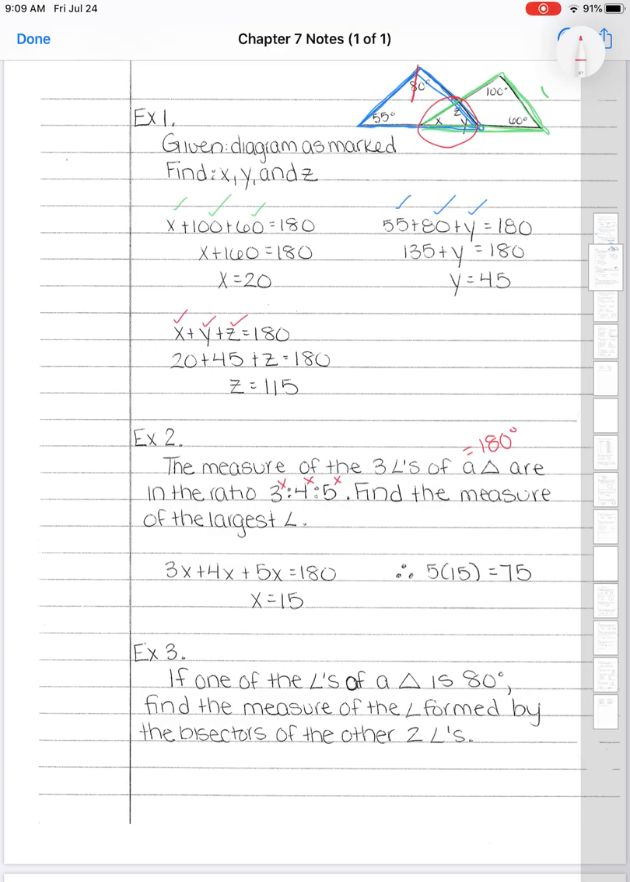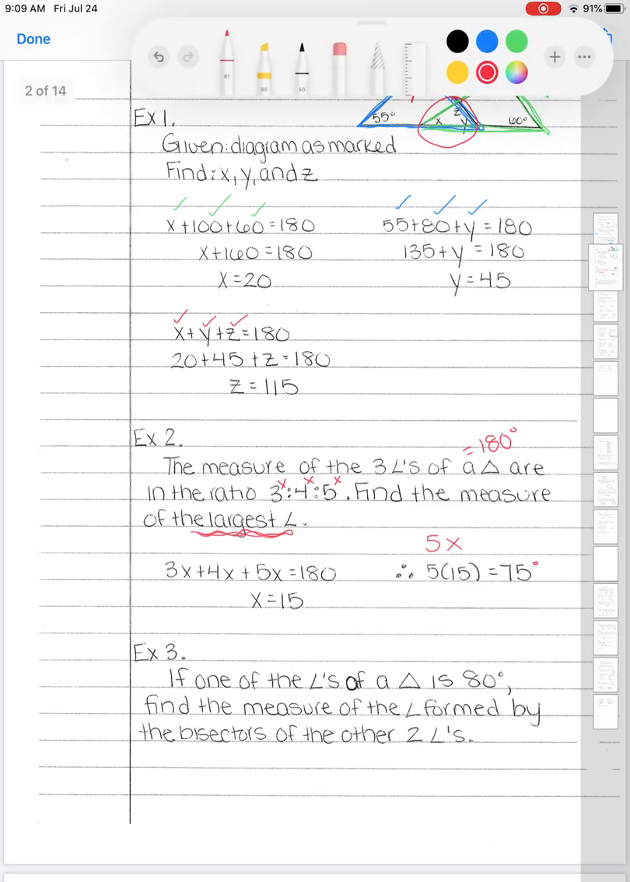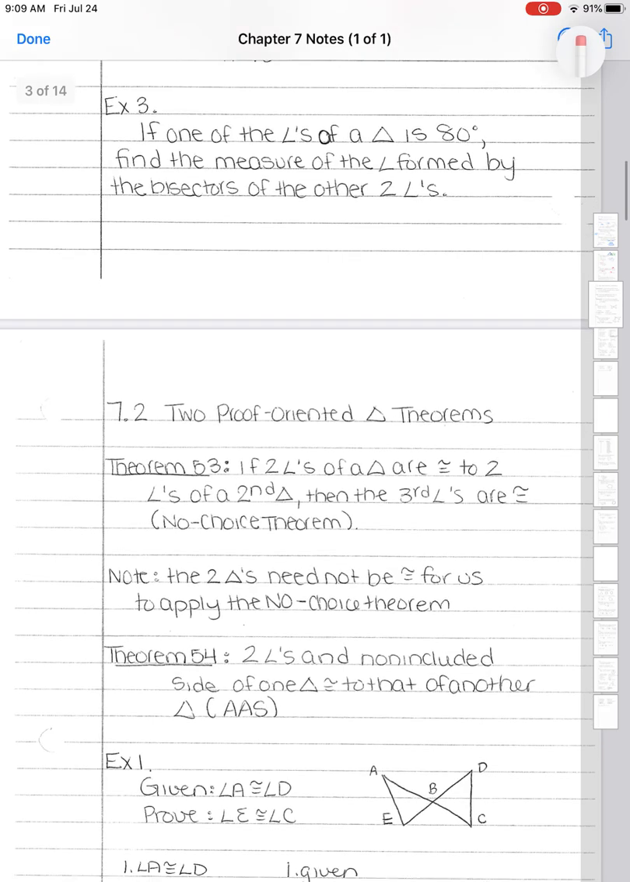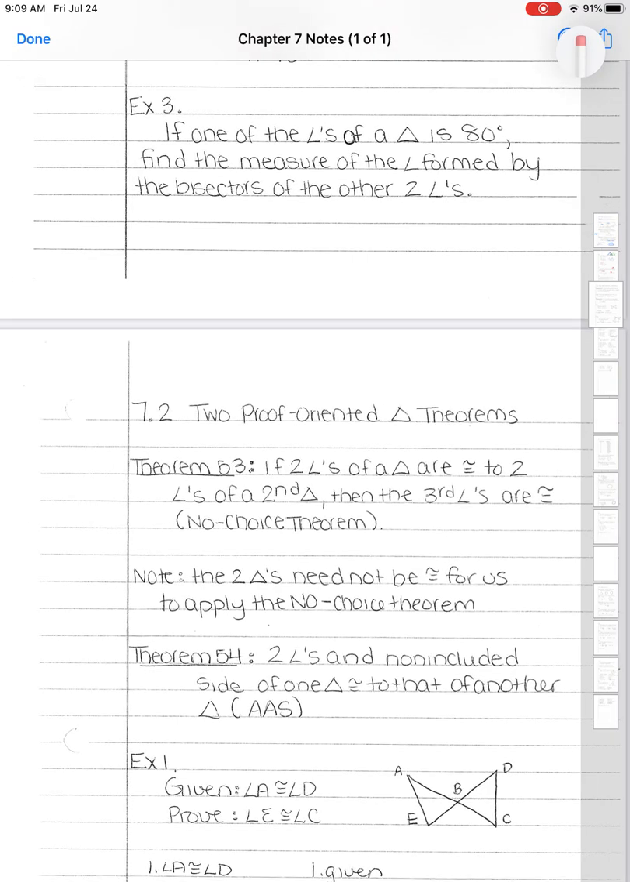So example 2, it says the measures of the three angles of a triangle are in a ratio of 3 to 4 to 5. Find the measure of the largest angle. So ratio, we know we always add X's to our ratio values because it's a reduced ratio. And if we're talking about the three angles of a triangle, well, we know that that equals 180. So what we're going to do is take our 3x, 4x, and 5x and set it equal to 180, and we get x to be 15.